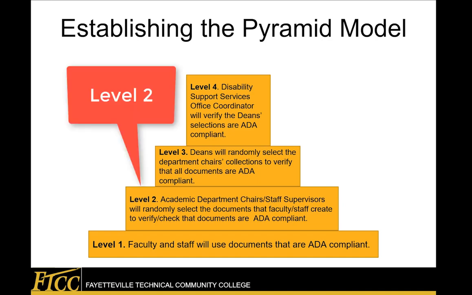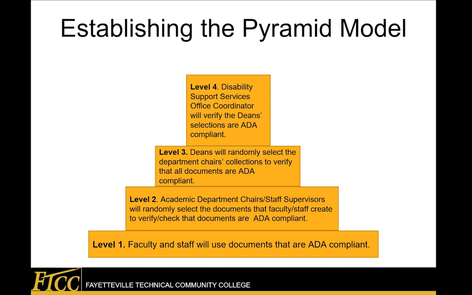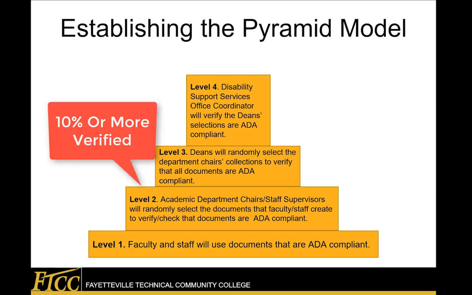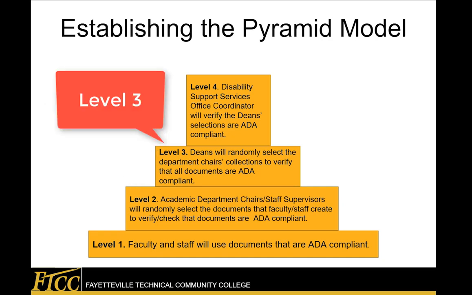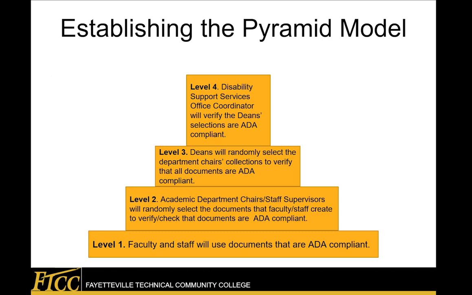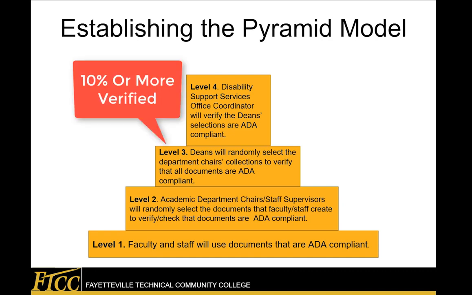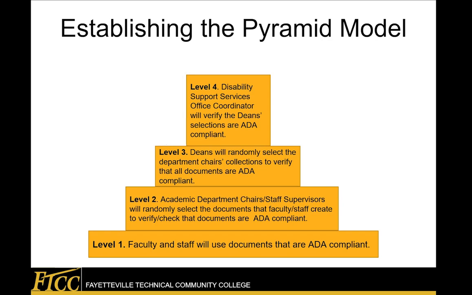Level 2. 10% of those documents and/or course materials will be randomly selected by the academic department chair to check for ADA compliance using the R5 form. On this level, the department chair may choose to check more than 10% of the courses for compliance standards. Level 3. 10% of the department chair selections will be compliance checked by the dean of the program. On this level, the department dean may choose to check more than 10% of the courses for compliance standards.